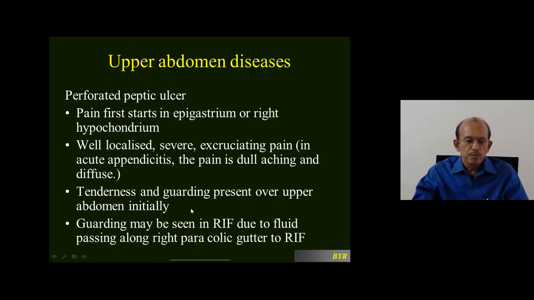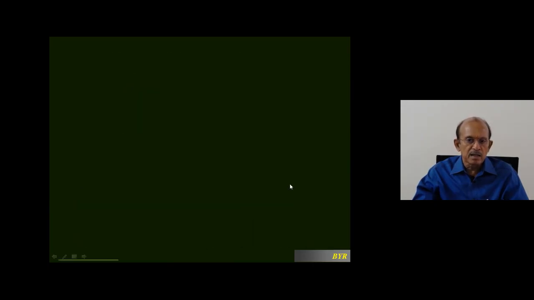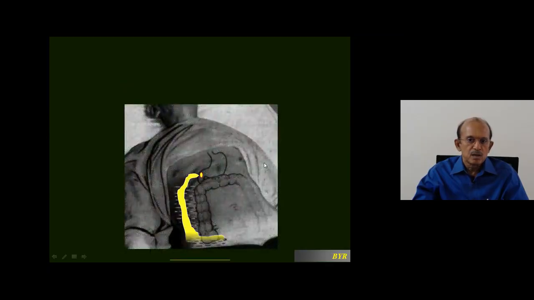In perforated peptic ulcer, sometimes there may be guarding in the right iliac fossa due to fluid passing along the right paracolic gutter. So we have seen this and I have explained this. In perforated peptic ulcer, sometimes there will be collection of exudate or fluid in the right iliac fossa, and so the patient may manifest with features of acute appendicitis.